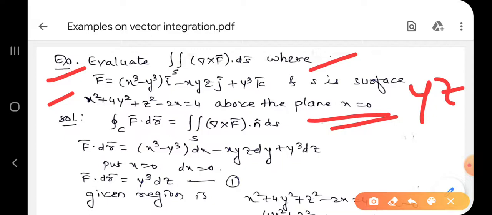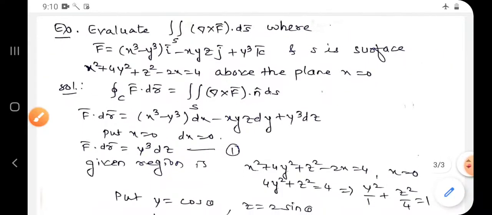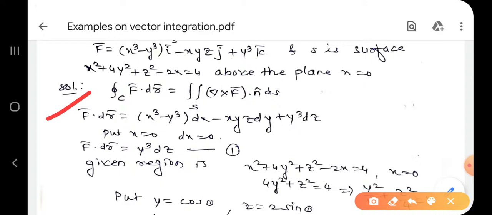Okay. Now here double integral is there and I have to use Stokes theorem, means I solve this problem using line integral. So integration over C f bar dot dr bar is equal to double integration over S del cross f bar dot n cap ds. This is our Stokes theorem. So this double integral we can solve using line integral. So for line integral I required f bar dot dr bar. So write down f bar dot dr bar: x cube minus y cube dx minus xyz dy plus y cube dz.